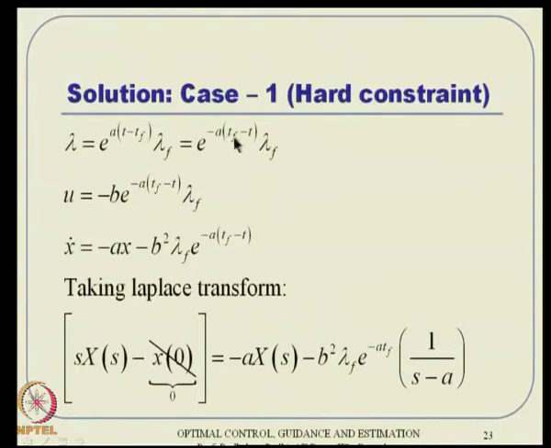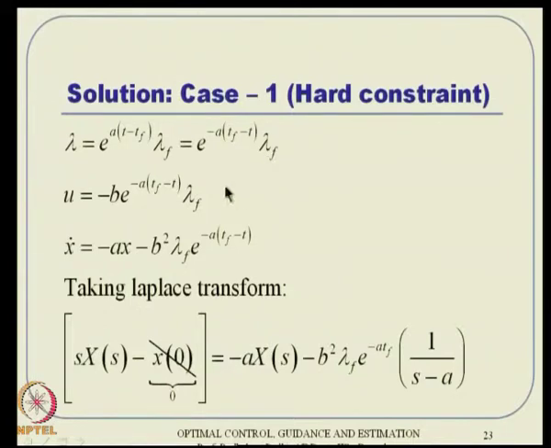Typically in all our missile guidance problems, this function t f minus t appears heavily, which is nothing but t go, time to go. How much more time is available for our control application? That is the concept of time to go. So, lambda is nothing but e to the power minus a times t f minus t into lambda f.